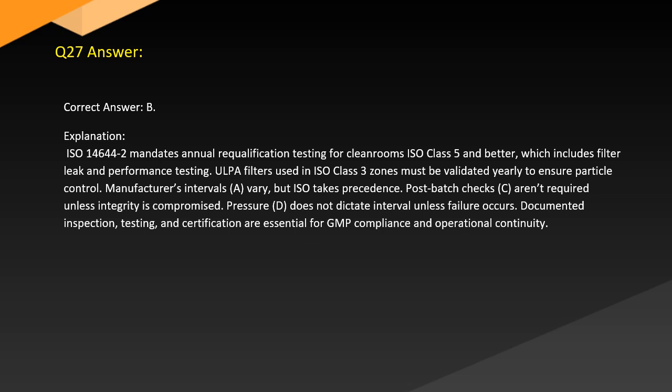Post-batch checks, C, aren't required unless integrity is compromised. Pressure, D, does not dictate interval unless failure occurs. Documented inspection, testing, and certification are essential for GMP compliance and operational continuity.